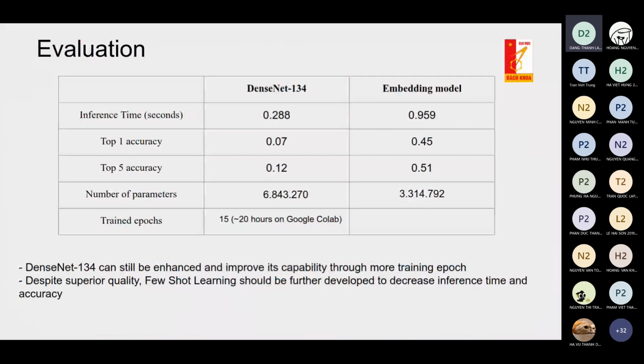So about the evaluation phase, we have 2 models, and the inference time of DenseNet 134 is faster than the embedding CMA model. About top 1 accuracy, the DenseNet is 0.07, which is not too good, and the CMA net is 0.45. Top 5 witnesses the same pattern, with our highest accuracy at 0.51.